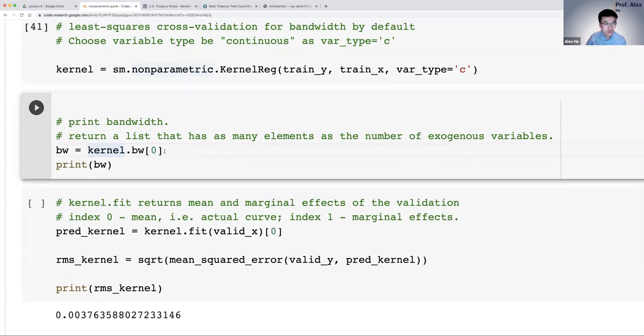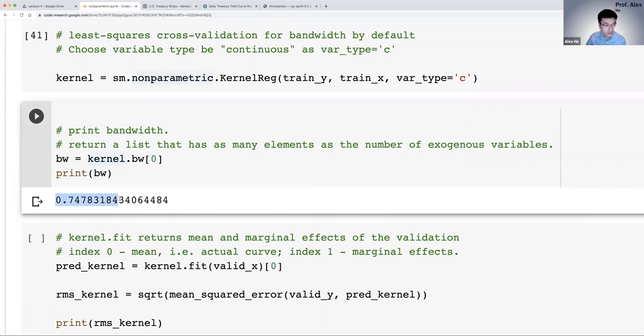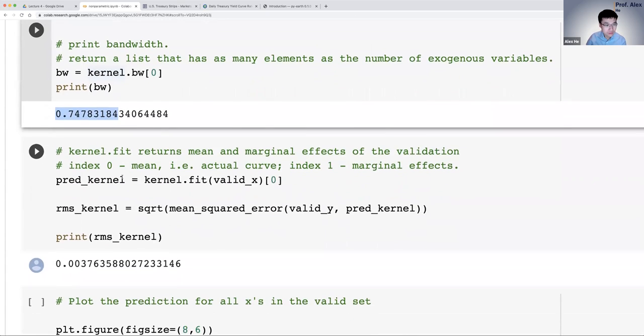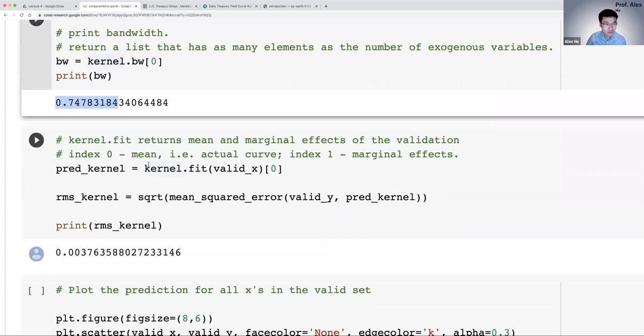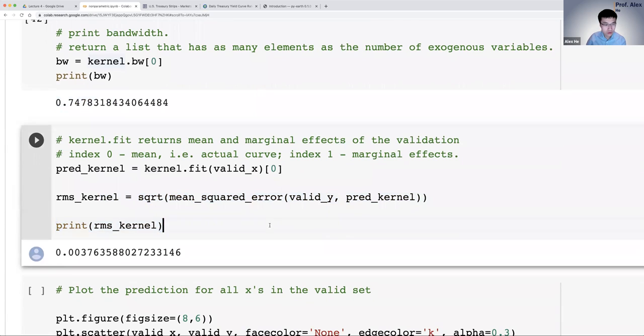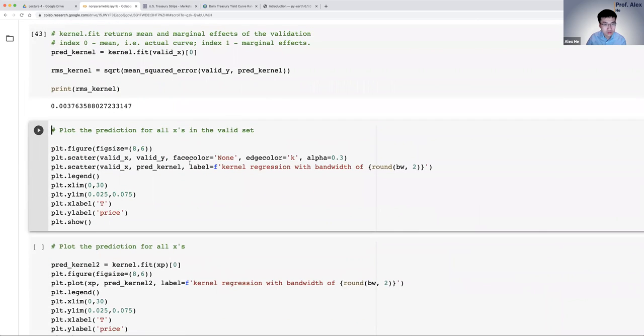And then you can see what bandwidth it chooses, and that is 0.7, okay. And then you can fit that model to our test set and calculate the RMSE from this model. If you run that, you can see that this has so far the best performance, okay? So the RMSE is 0.0037, which is lower than all the things we had before. So this by far gives us the best prediction in the test set.